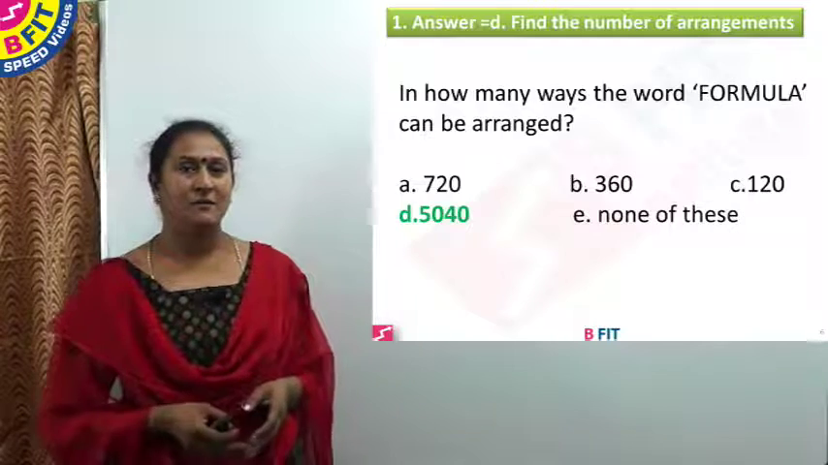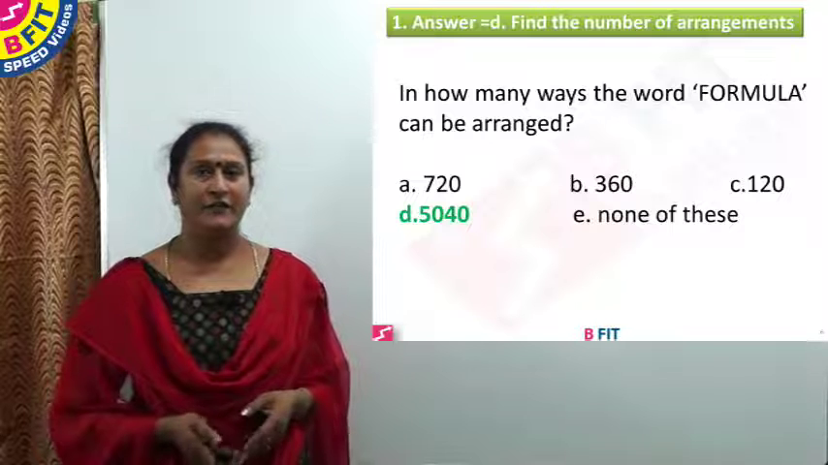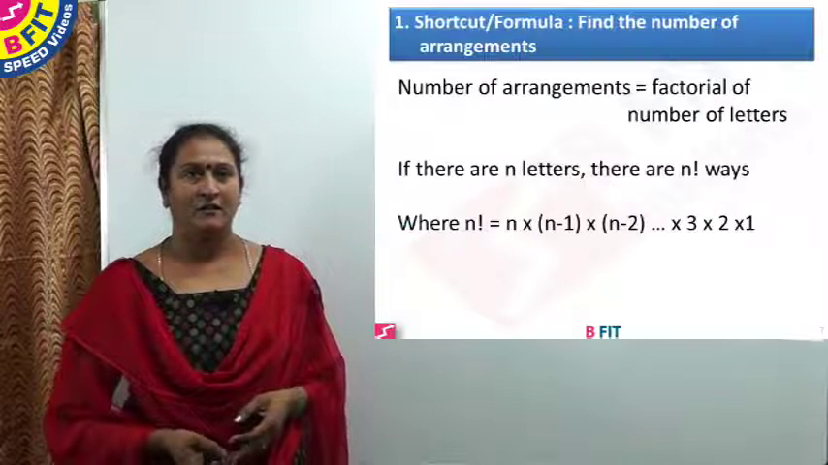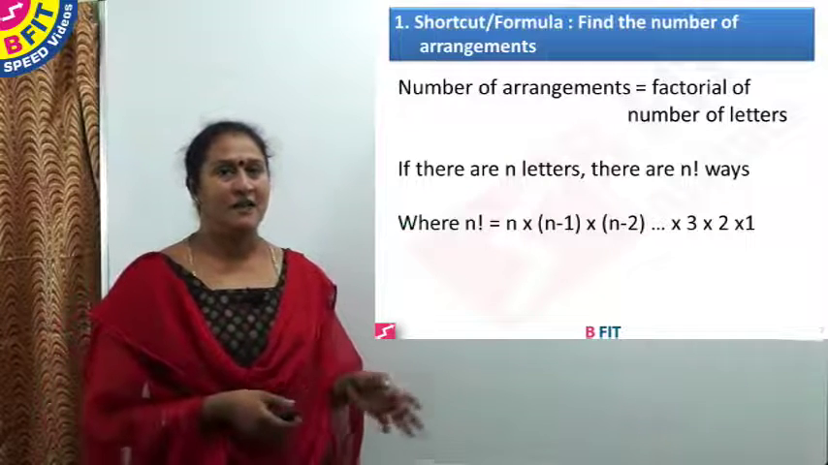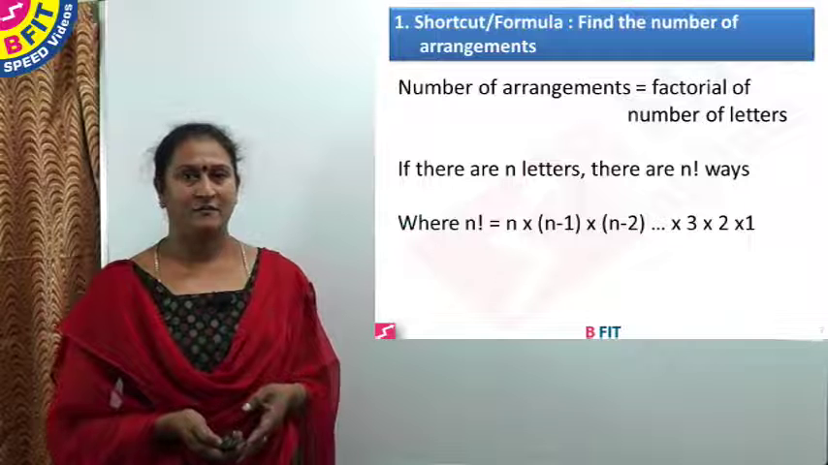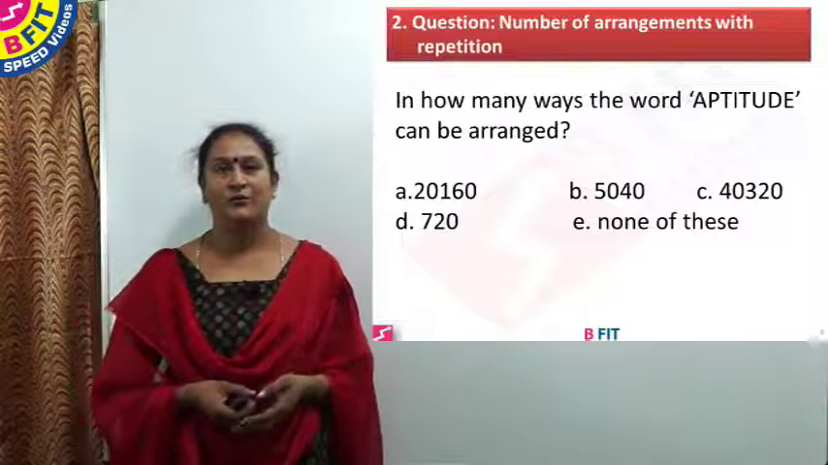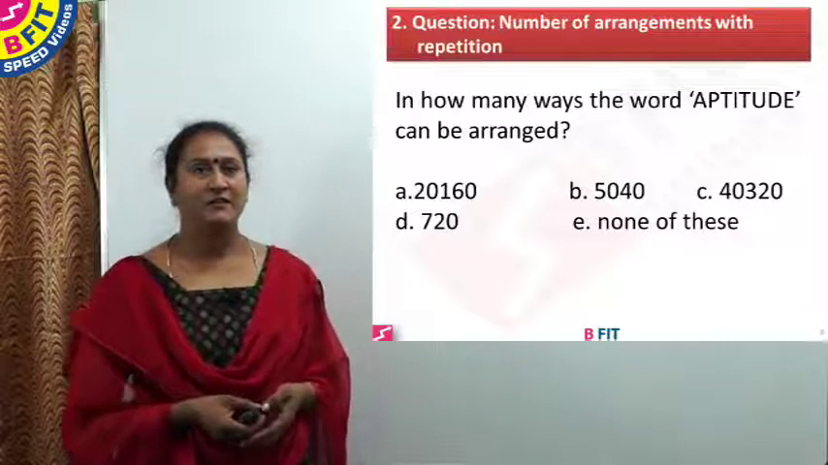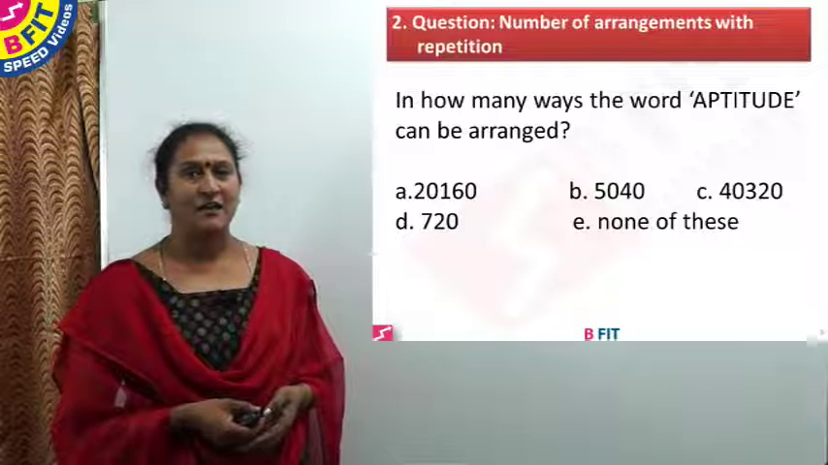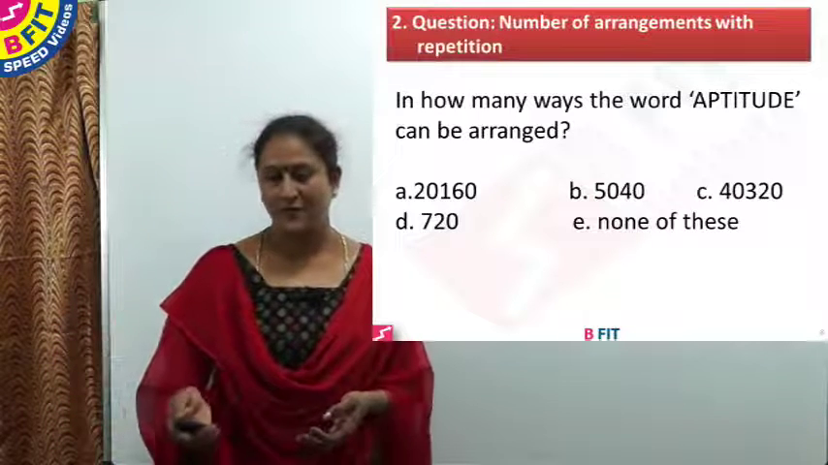The answer for question number 1 is option D, 5040. And the working here is as follows. So question number 2. In how many ways can the word aptitude be arranged? So we'll see the working.